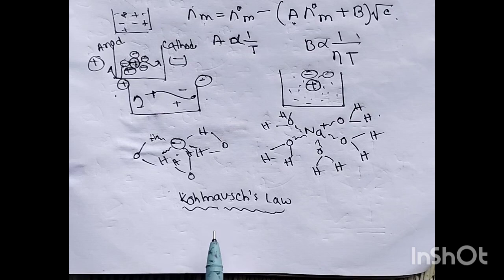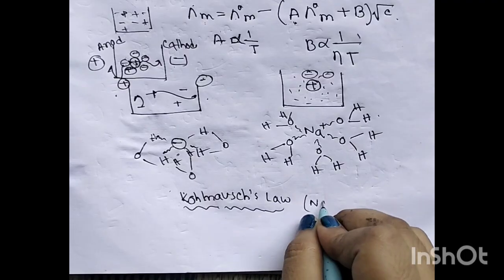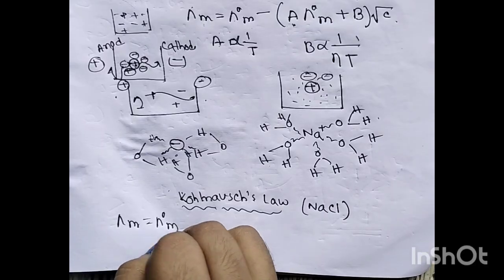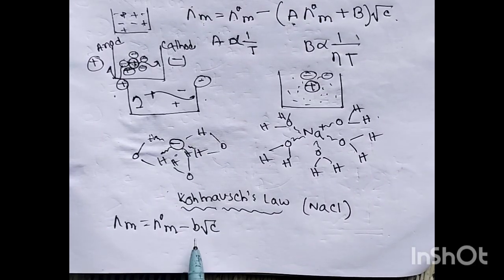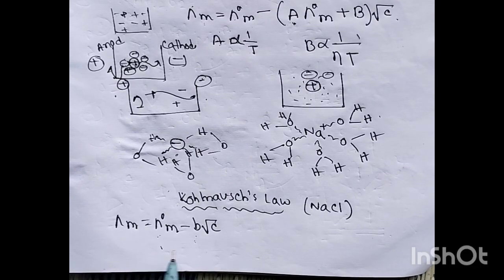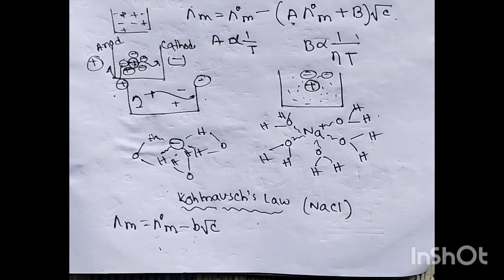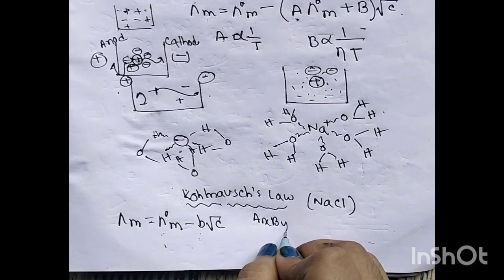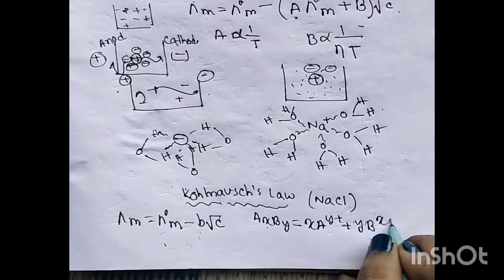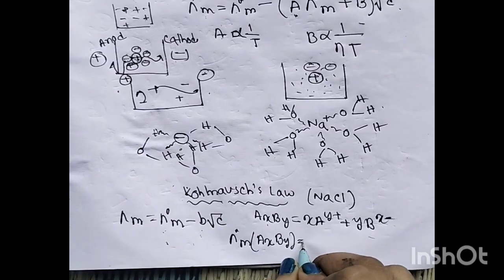Okay, now we discuss Kohlrausch law. Kohlrausch law is for univalent electrolyte like NaCl, univalent electrolyte where Z factor equals 1. Here we can write lambda m equals lambda naught m minus b root c. Here b depends on stoichiometry and lambda naught m depends on specific identity of electrolyte. Okay, now if we write AxBy equals xA^y+ plus yB^x-, so the molar conductance at infinite dilution of this compound AxBy equals what?